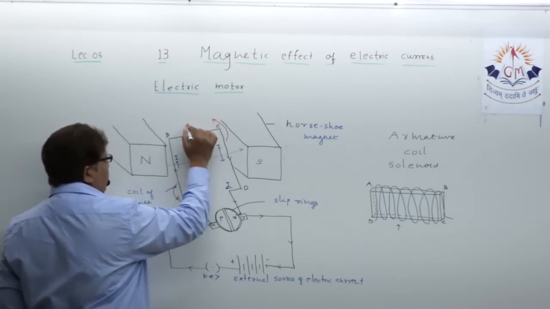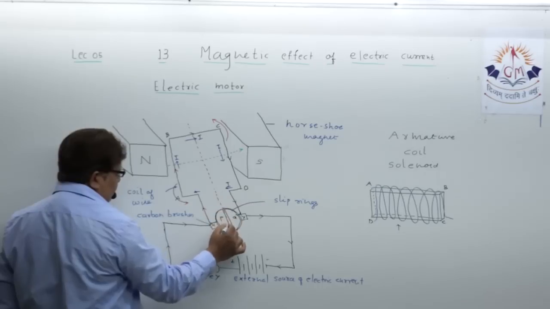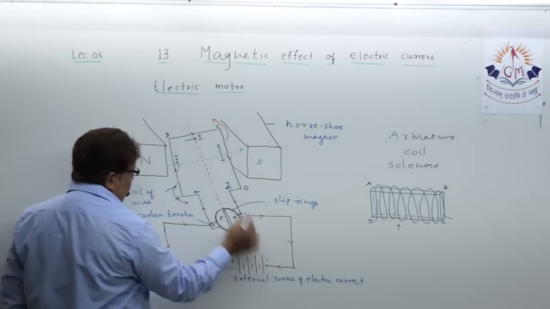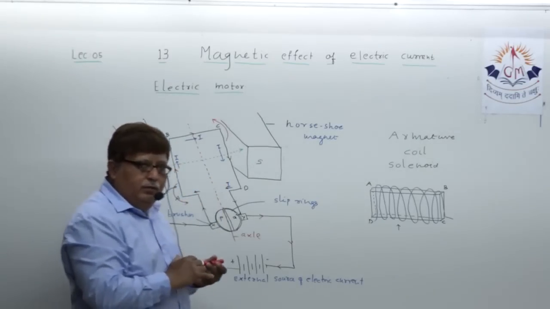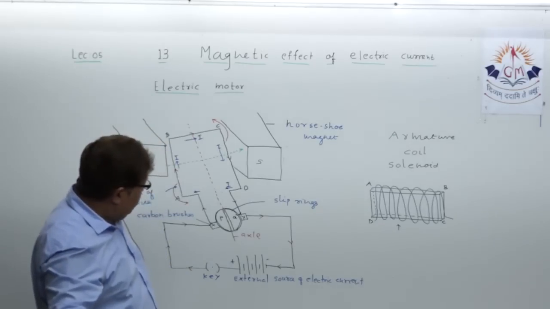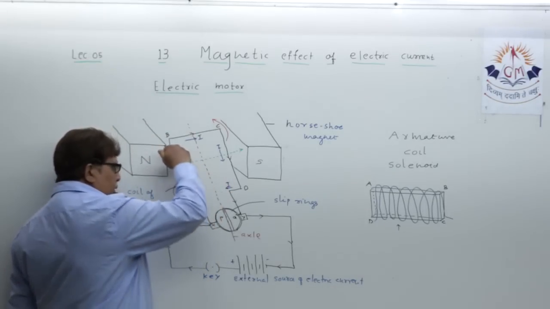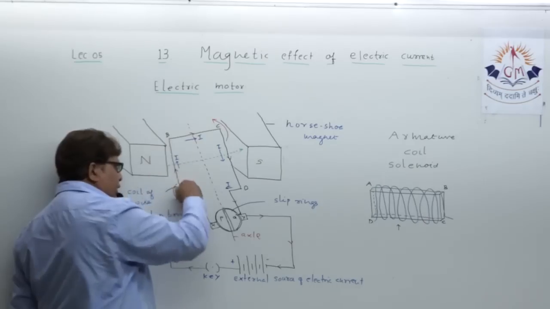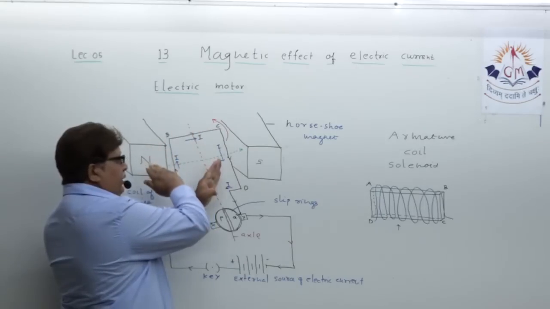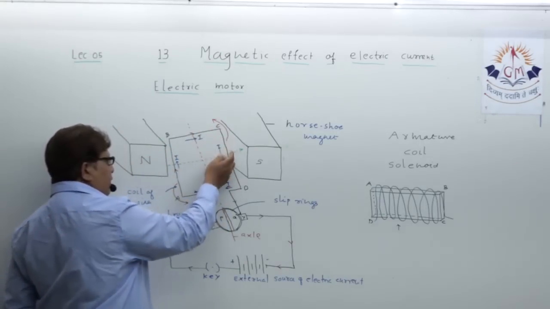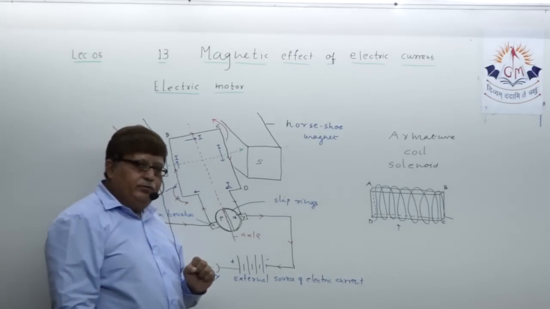As a result, what happens, dear student? Around the axle, suppose I just show you the axle, this is the axle, a rotational motion is realized. Understood? Due to this rotational movement, AB will be pulled downward, CD will be pulled upward, so half rotation will be completed. Means CD will take the place of AB and AB will take the place of CD.